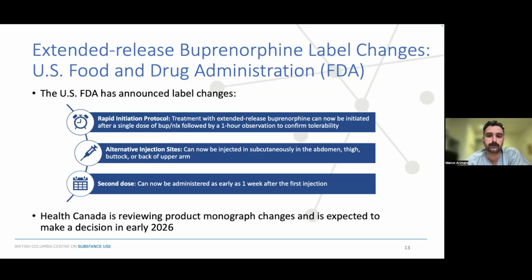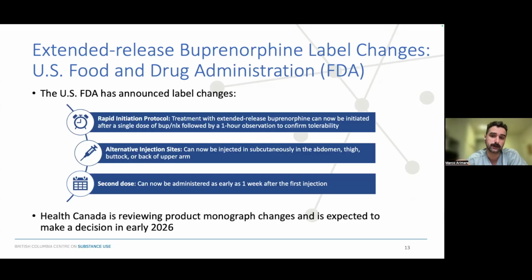Next slide. Thank you. So the US FDA, the Food and Drug Administration, recently announced label changes for extended-release buprenorphine. They have said that extended-release buprenorphine can be initiated after a single dose of buprenorphine sublingually, followed by a 1-hour observation to confirm tolerability. They've also approved alternative injection sites. Keep in mind, these are still subcutaneous injections, but now it can be the abdomen, thigh, buttock, or back of the upper arm. And the second dose of extended-release buprenorphine can be administered as early as 1 week after the first injection. So these were changes by the FDA.